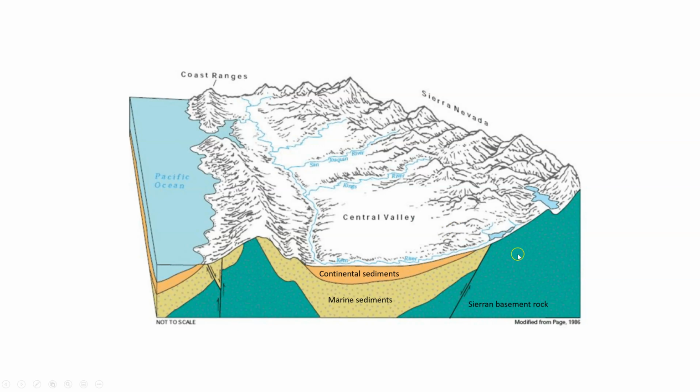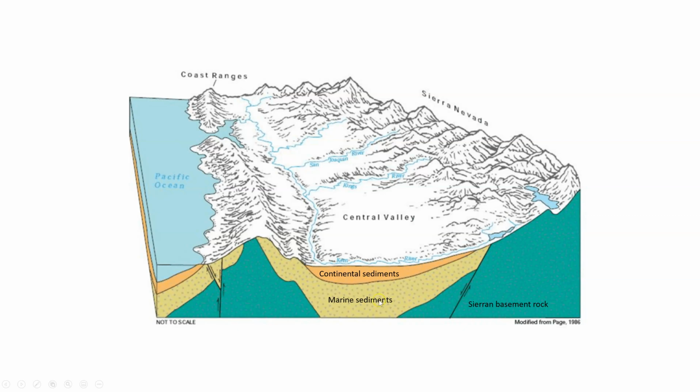So if we kind of look at what that would be, we have the Sierra basement rock over here underneath the Sierra Nevada. We do see a slight faulting along a normal fault along the western front of the Sierra Nevada. It's not as significant as its eastern front. And then to the west of that, we see the sediments in the Central Valley. So below the Central Valley, there are the continental sediments that are derived from the erosion of the Sierra Nevada. And then below that, we see the marine deposits. And the marine deposits are from the forearc basin formation.